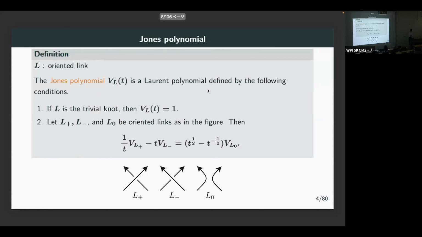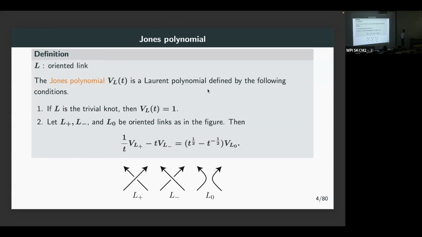And also, we'll often use something called the Jones polynomial. The Jones polynomial is also defined for oriented links, and this is the axiom of the definition of the Jones polynomial of knots and links.